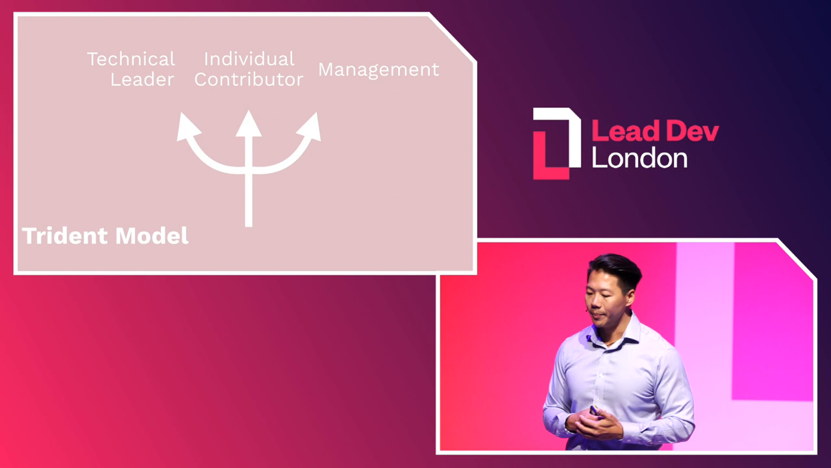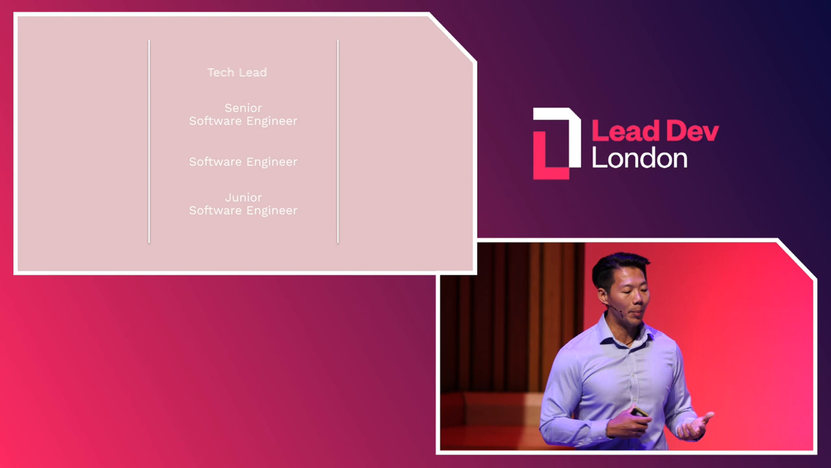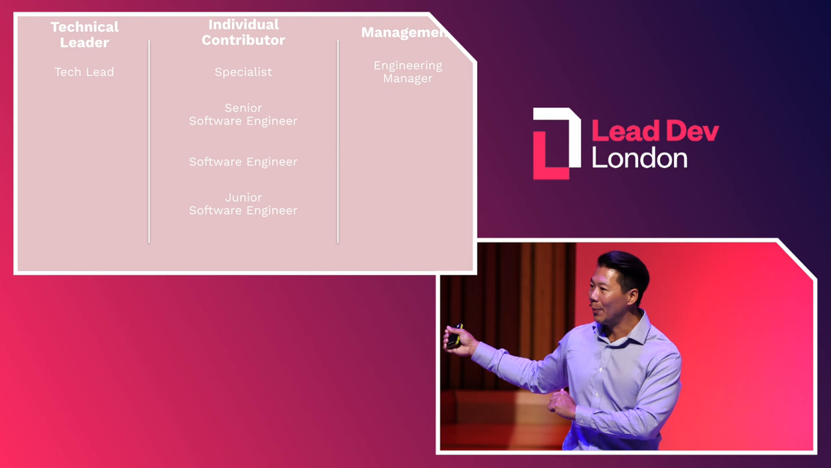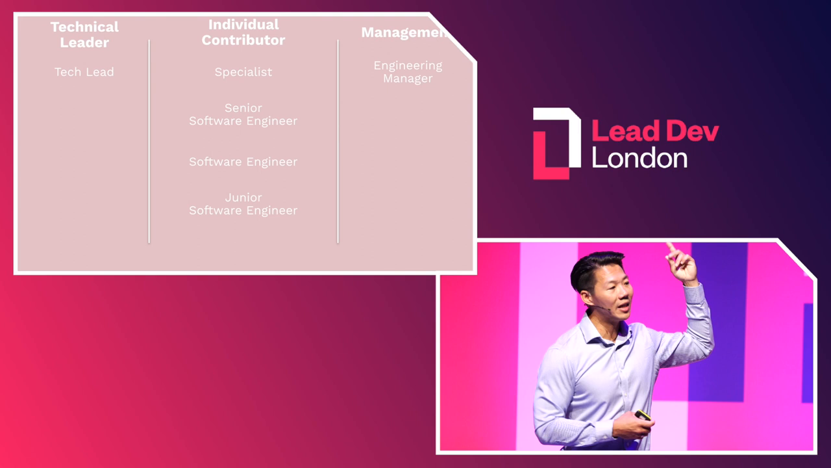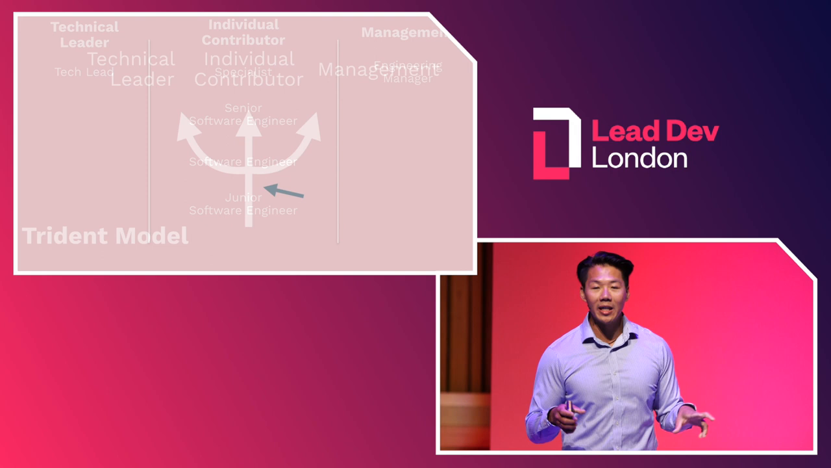And so when you think about a role like a tech lead, I would actually posit that this sits classically in the technical leadership track. You may not necessarily be managing people, but you'll be leading people towards a certain technical vision. Engineering managers are typically another type of role here, and then you may have specialists or a staff engineer on an individual contributor track.